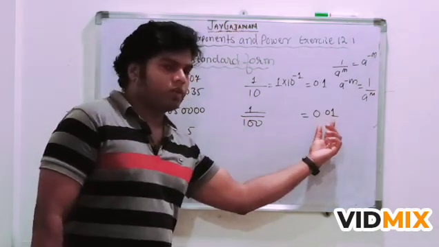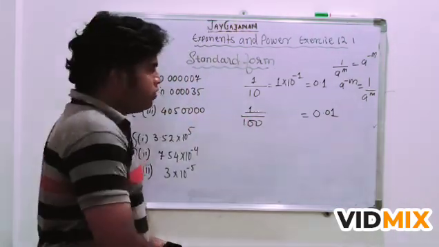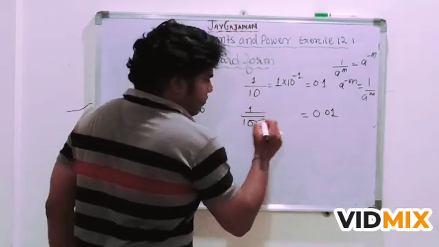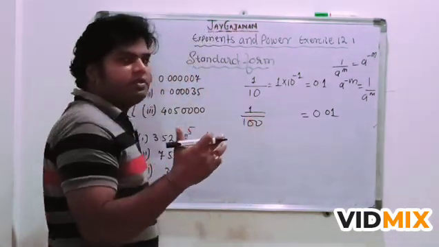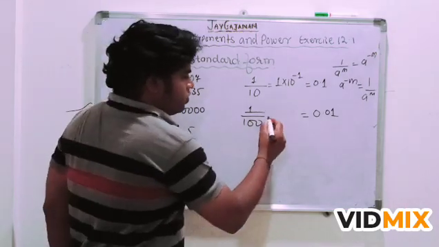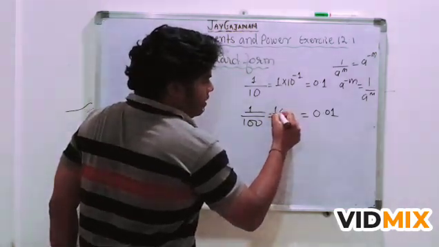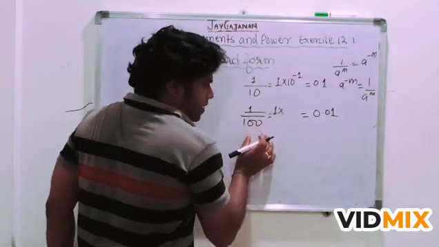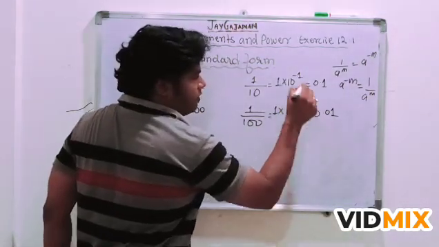Generally 1 by 100 is this much. To get the standard form, what we are going to do now is take the 100 to the numerator. But before that, 100 is what? 100 is 10 square. Correct? So this can be written as 1 multiplied by 10 square. Taking 10 square to the numerator gives 10 to the power minus 2.